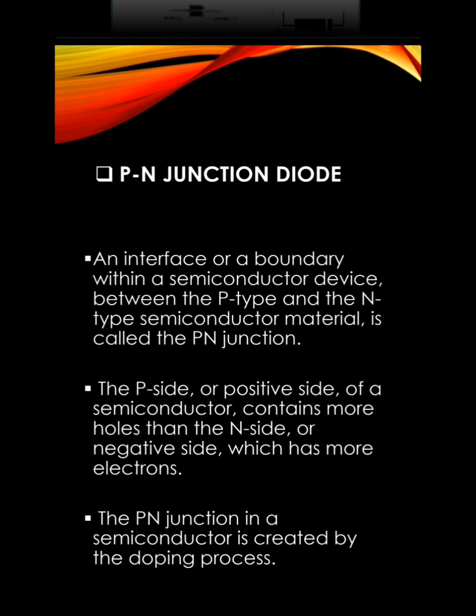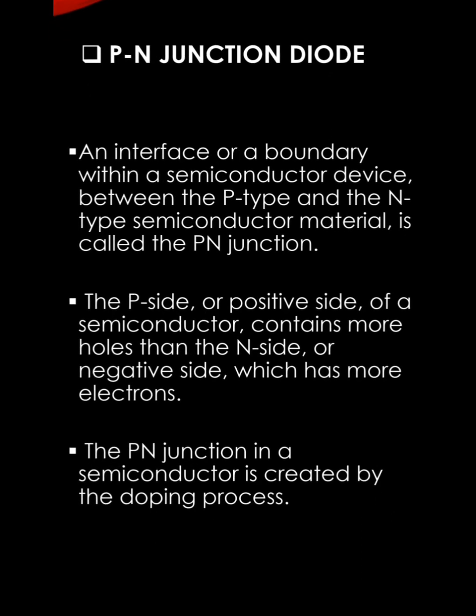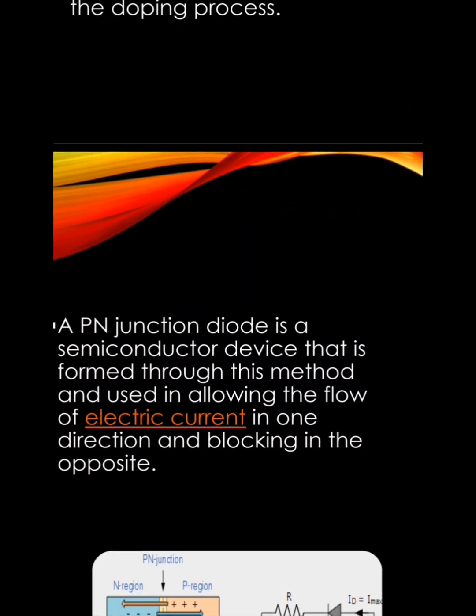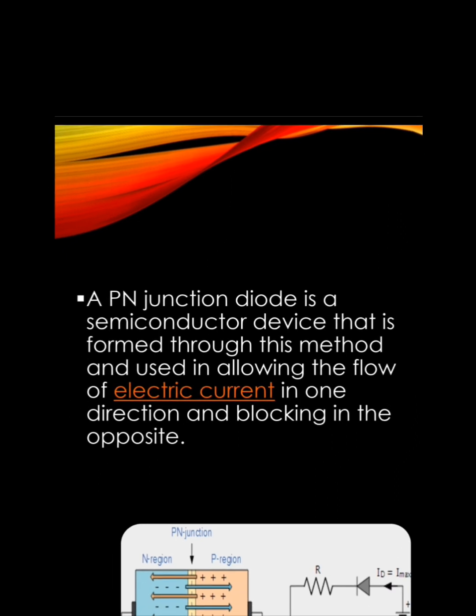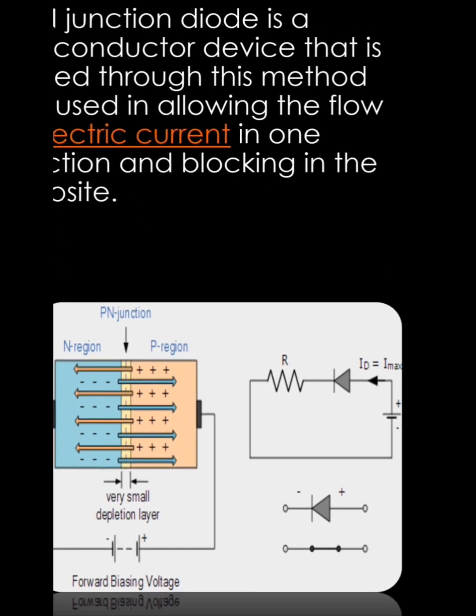Now the PN junction diode. An interface or a boundary within a semiconductor device between p-type and n-type semiconductor material is called the PN junction. The p side of the semiconductor contains holes, while the n side contains electrons. The PN junction is created by a doping process. A PN junction diode is a semiconductor device formed through this method and used to allow the flow of electric current in one direction and block it in the opposite. This is the picture of the PN junction diode.